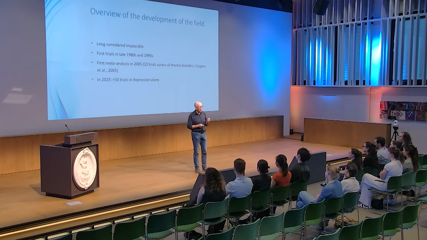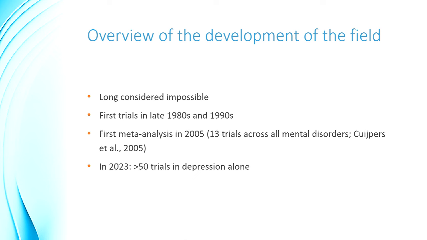We did a meta-analysis in 2005 in which we included studies in which participants did not meet criteria for a mental disorder at baseline. Then they were randomized to the intervention or usual care, and then got another diagnostic interview to see how many of them developed a mental disorder. And in 2005, we had only 13 trials across all mental disorders. But in 2021, we did a new meta-analysis only for depression, and we found there were more than 50 trials now on preventing the onset of depressive disorder. So the field really has been booming, so to say.